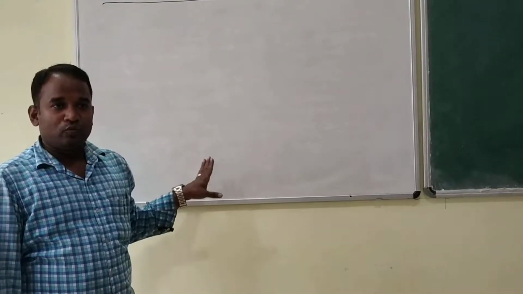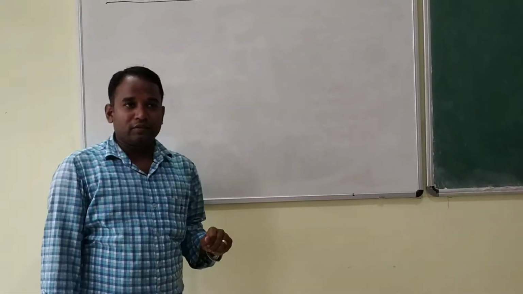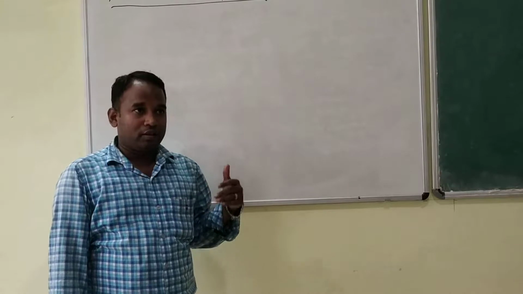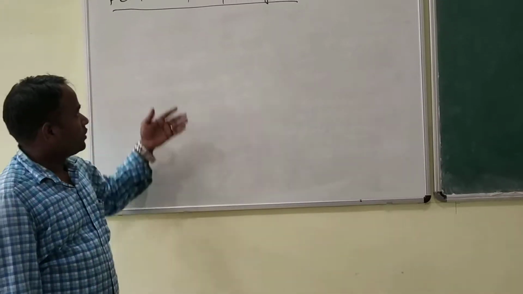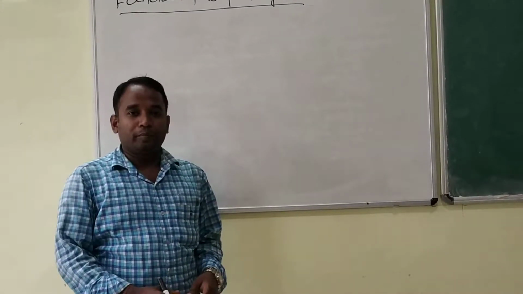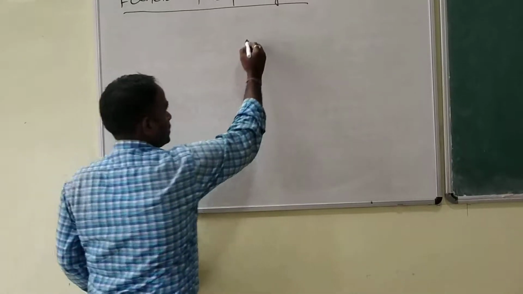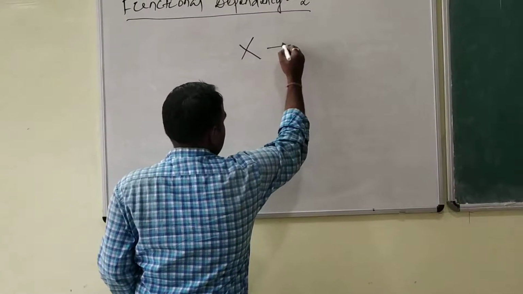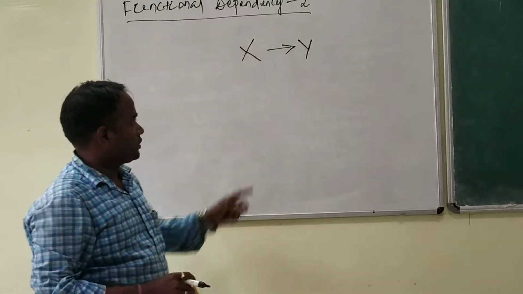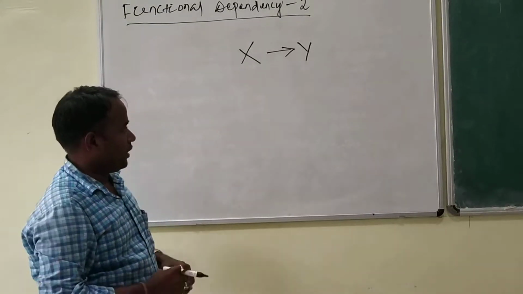Last class we studied the definition of functional dependency and what exactly a functional dependency is. In today's class we'll explore more about functional dependency. As I told in the last class, any functional dependency will be represented by a symbol such as X determines Y. X functionally determines Y, or Y is functionally dependent on X.